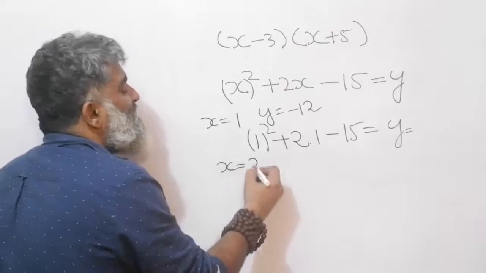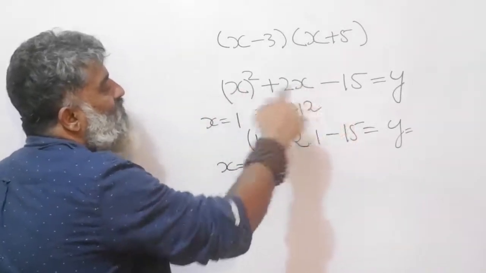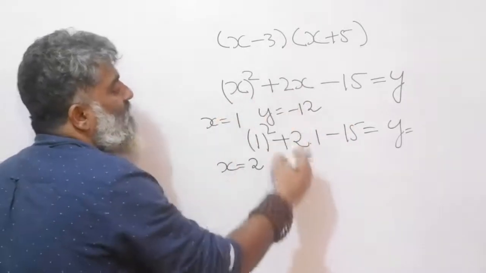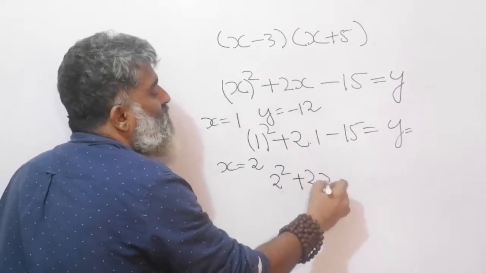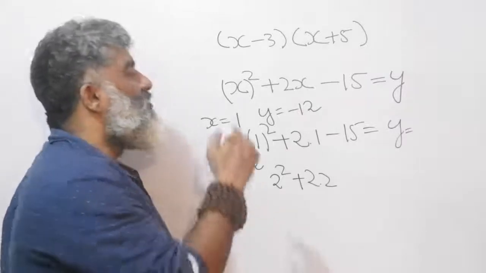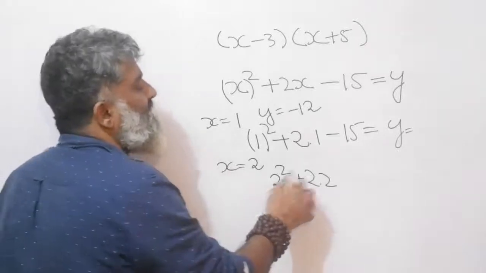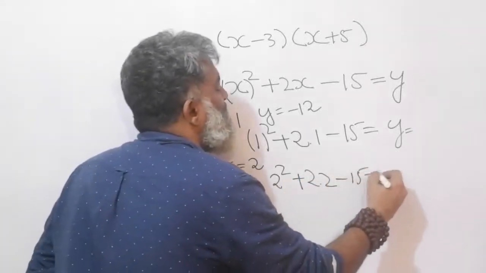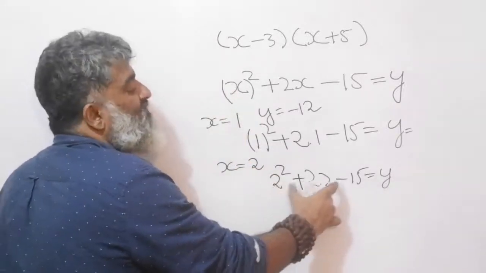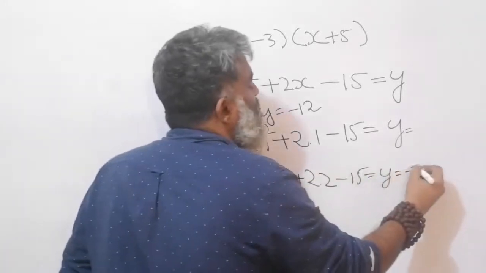What if I put x is equal to 2? So instead of x, wherever there is an x, I am putting a 2. So this will become 2 square. This will become 2 into 2, right? Please take all the steps by yourself, especially if you are a beginner. If you already know this, then you can move fast through the story, or maybe just skip the process altogether, right? And then this minus 15 is equal to y. Let's calculate this. 4 plus 4, 8. 8 minus 15 is going to give you minus 7. So y is equal to minus 7.